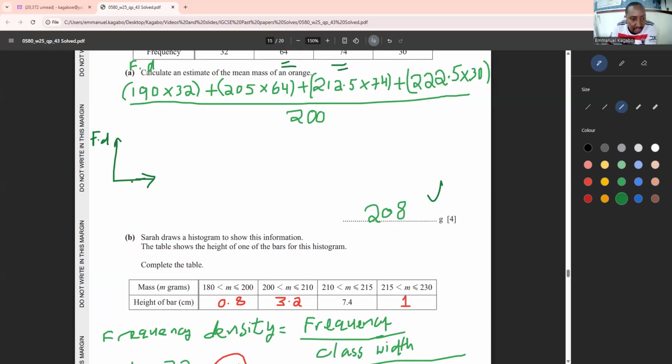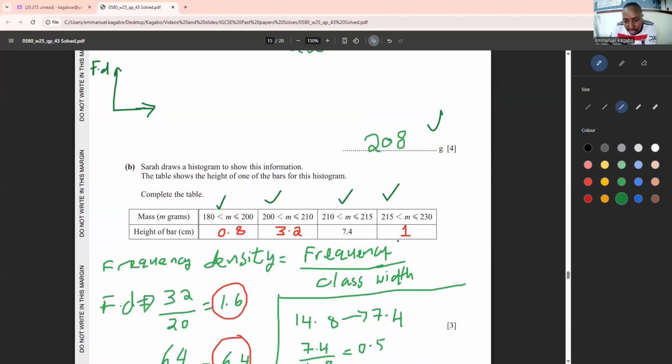Here now they are class. It's our classes, right? And when I say classes, I mean this. That's what we should have. So how do we get the frequency density now? Frequency density is the frequency over the class width.